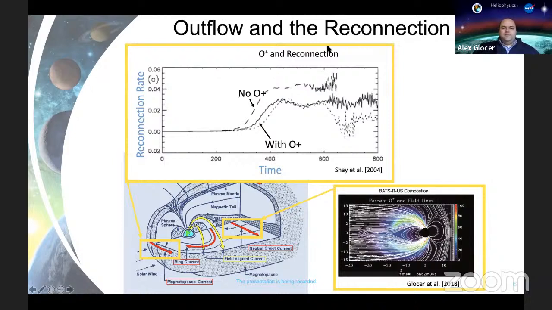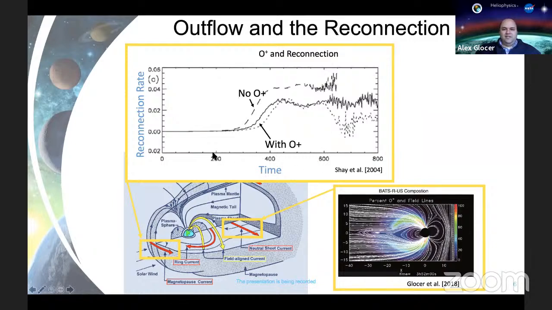So it's not just important for the ring current, it's also important for the reconnection dynamics. So at the upstream magnetopause, you have dayside reconnection, you have nightside reconnection in the magnetotail. And we know that the presence of O+ can affect the ionospheric outflow.